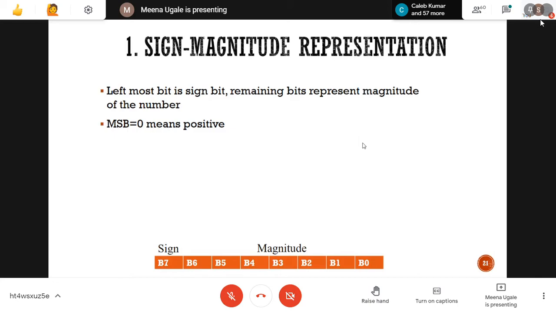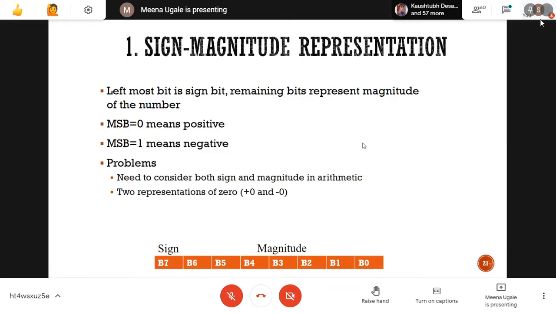If MSB is equal to 0, it indicates that the number is positive. If that bit is 1, it indicates that the number is negative. So what is there at the MSB position is going to decide whether your number is a positive number or a negative number. And then the remaining 7 bits will decide what is the value of that number, what is the magnitude of that number.